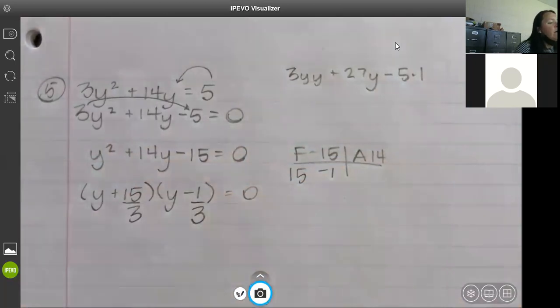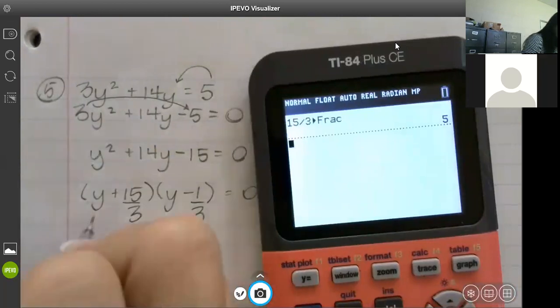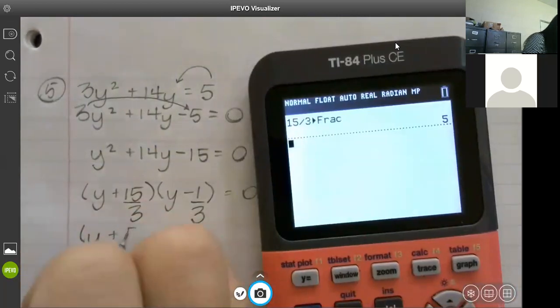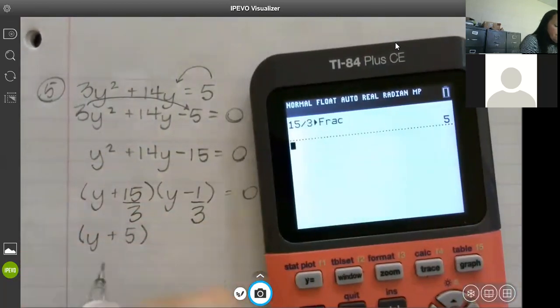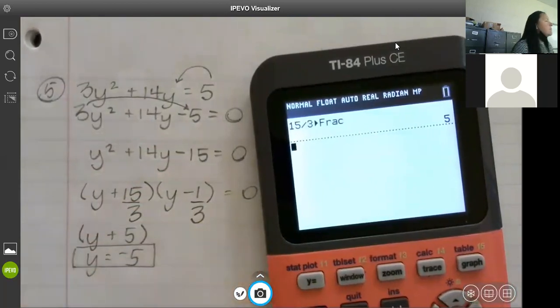We're going to put these in our calculator. I told you 15 divide 3, math, enter. It changed to a positive 5. So what's your answer going to be? -5. So there's your first one. And you can do them separate. There's no worry in that.